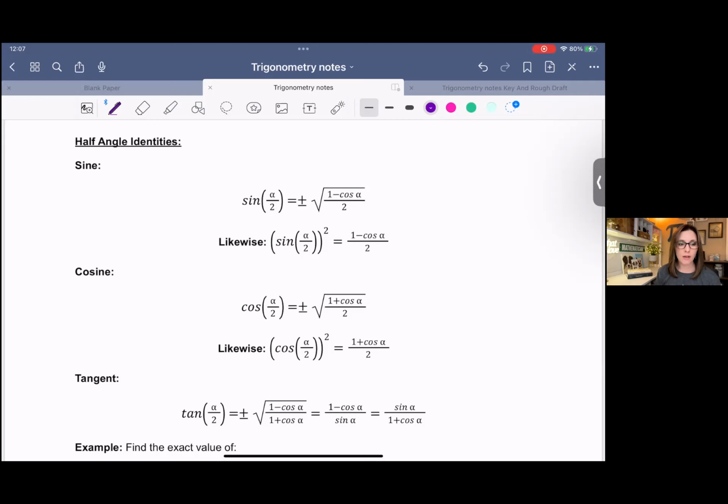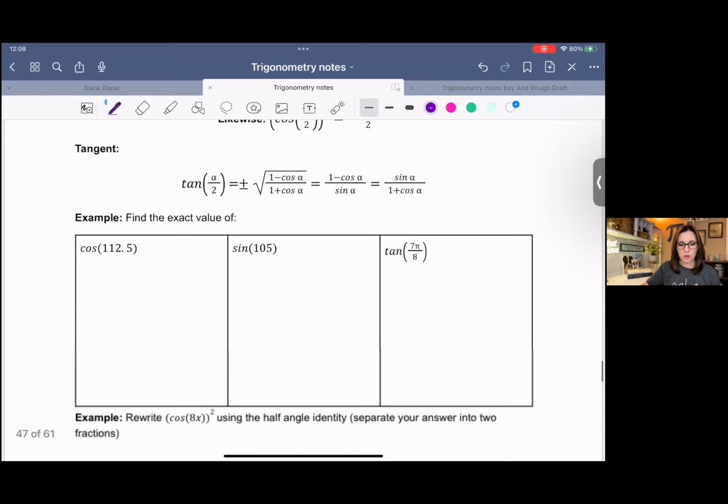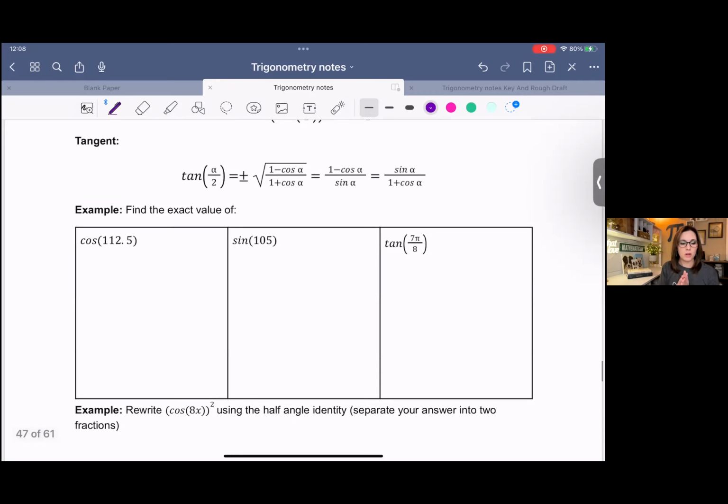All right, we have our half-angle identities for sine, cosine, and tangent. I did put some in there that are likewise, and basically that's where if you square both sides, it gets rid of the square root. Just simple algebra. The tangent one is down there. I've got some different versions of it, if you will. So let's use these identities to find the exact value of these functions.